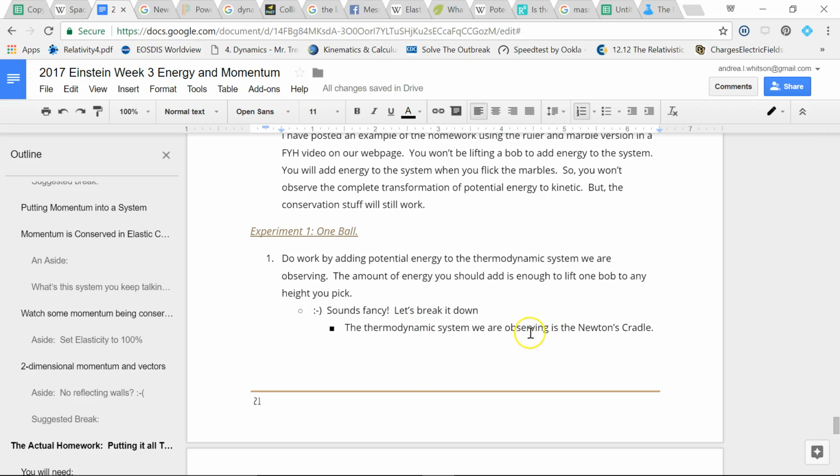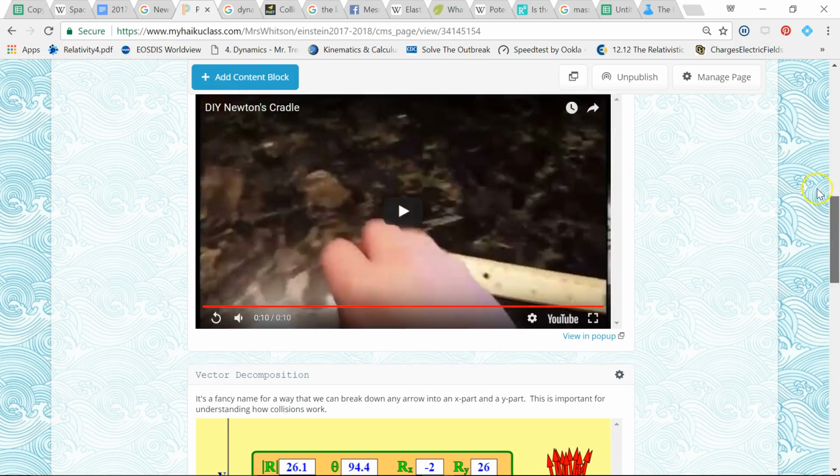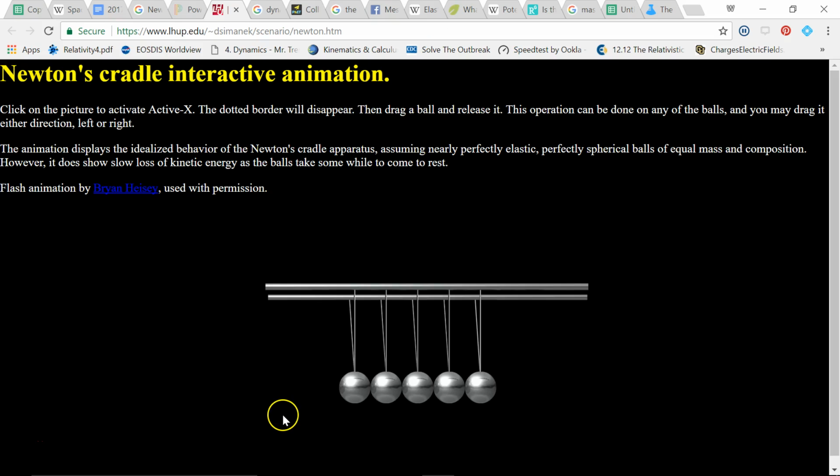So we break it down. The thermodynamic system we are observing is the Newton's Cradle. It sounds fancy, but that's the Newton's Cradle. So I'll just open that up. We're going to do work by adding potential energy to the thermodynamic system. That step one is just that. That's all that is. And the key to this homework is realizing that those words are what describe what you just did. Okay?